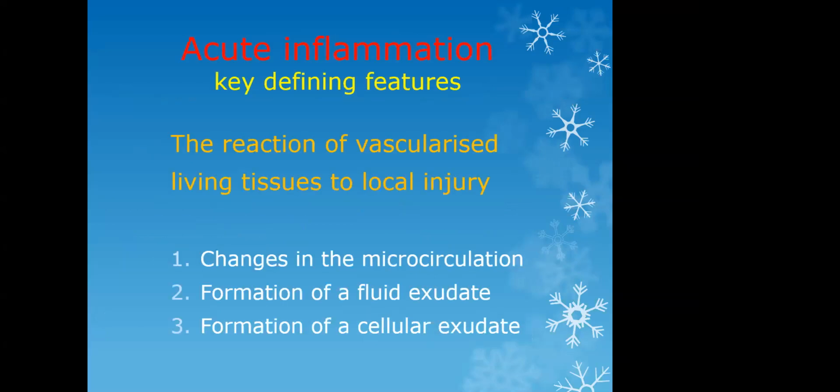Okay. Now, acute inflammation, I'm just repeating again and again to make this born in your mind, is a reaction of a vascularized living tissue to local injury. For blood vessels, we have, number one, changes in the microcirculation. A circulation is going on in the blood vessel, so there have to be some changes in that. Number two, the formation of the fluid exudate: the fluid has to come out from the vessel into the interstitial tissue. And third, you need the cells to come out. So, making these three things together, we'll look into what's going on.